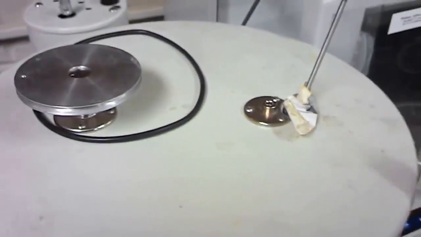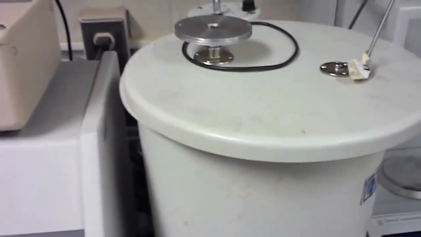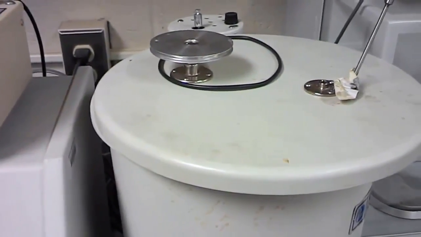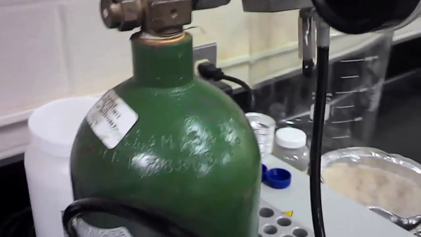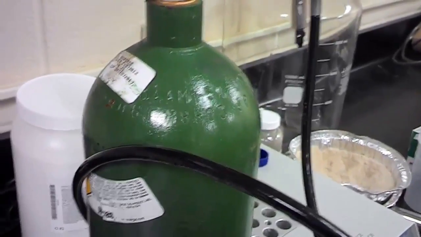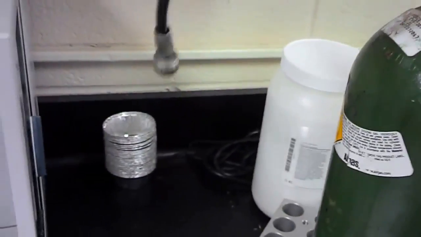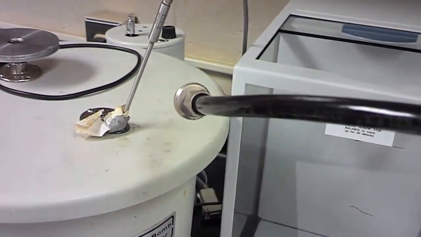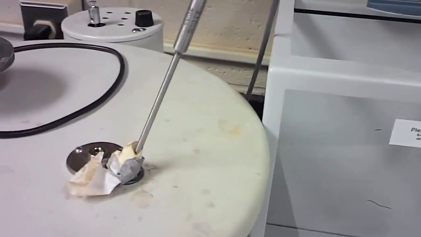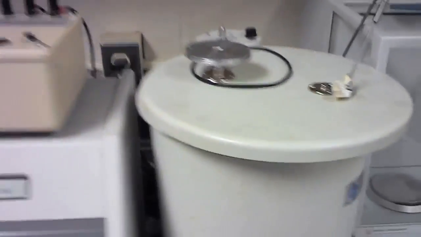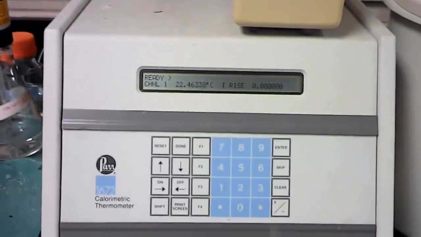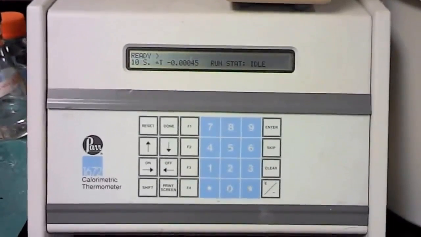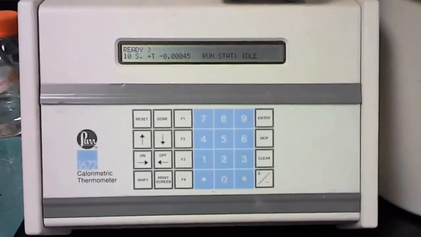So the lid goes on, the sample is prepared. The last thing that you need to make a combustion reaction happen is oxygen. And at some point during the process, some oxygen is added by a tank that's connected to the calorimeter here. So we are going to burn a sample of the biodiesel that you've prepared and get some feedback on the energy content of it. You'll be able to use this to compare it to petroleum-based fuels like octane.